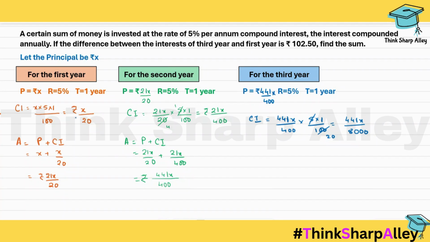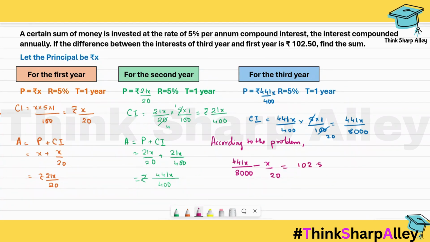interest of the first year, which means just x by 20, is this. So let us write that down. Interest for the third year minus interest of the first year is equal to rupees 102.50. Now this is a simple linear equation which upon solving will get the answer. So let's quickly solve it out.